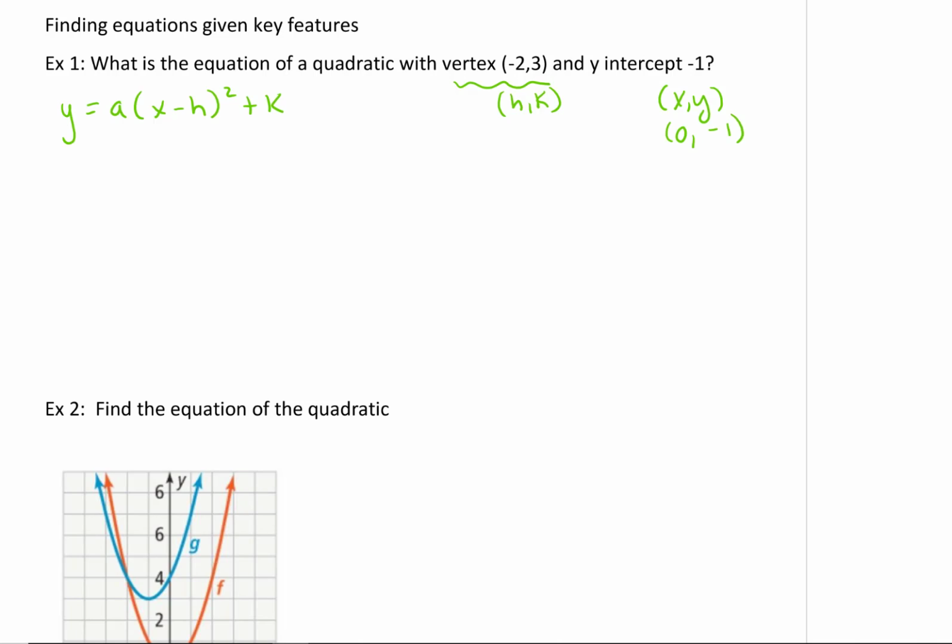We're going to plug in what we know. So we know that h is -2. And our k value is +3. So -2 goes in for h, 3 goes in for k. Let's simplify this.